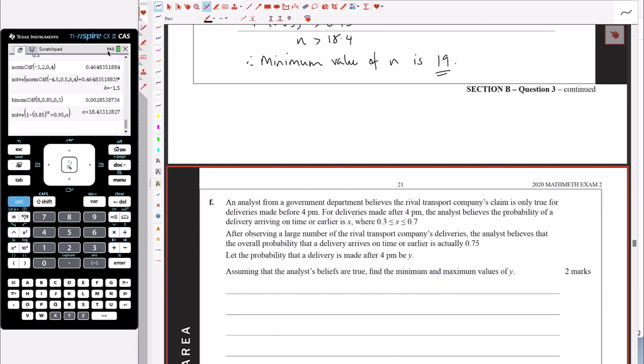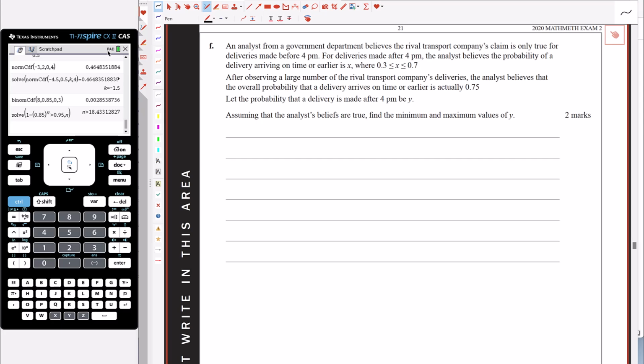Okay, and so part F. An analyst, that's a tongue twister, an analyst from a government department believes that rival transport companies' claim is only true for deliveries made before 4 p.m. For deliveries made after 4 p.m., the analyst believes the probability of a delivery arriving on time or earlier is x, where x is between 0.3 and 0.7.